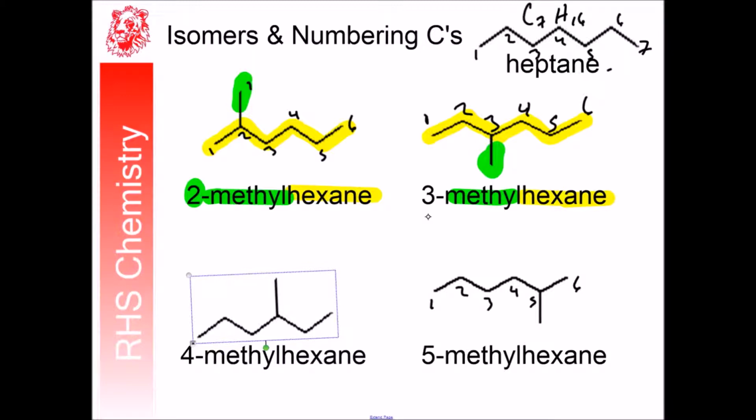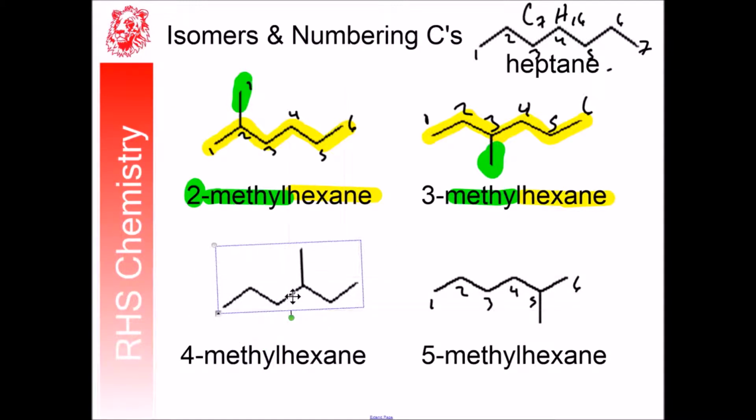And so there is no 4-methylhexane. 4-methylhexane is the same as 3-methylhexane, and there's no sense in having 2 different names for the same molecule. The molecules don't know that they're supposed to line up in a certain way. And so it's up to us as humans to figure out that 4-methylhexane and 3-methylhexane are the same thing. So this is not a good number. We would prefer smaller numbers if possible. So 3-methyl is better than 4-methyl.